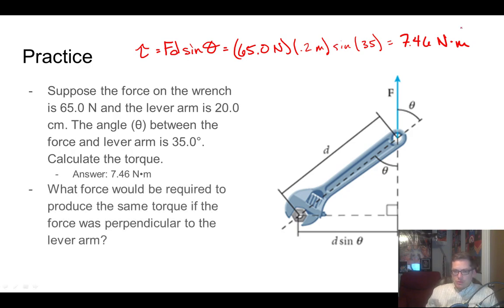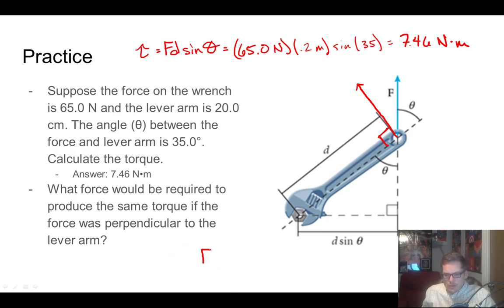Now, what force would be required to produce the same torque if the force was perpendicular to the lever arm? Really what we're saying here is we've got the same thing, but now we've got a new force that's going to be perpendicular. This is our new lever arm, so now our angle is a 90-degree angle, and every single one of these would be 90 degrees. Now they want to know the force.